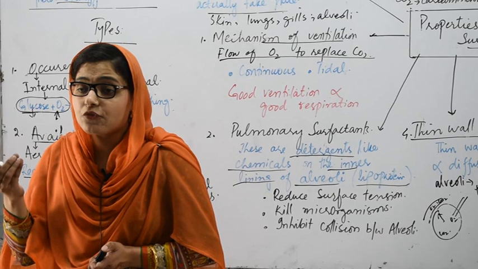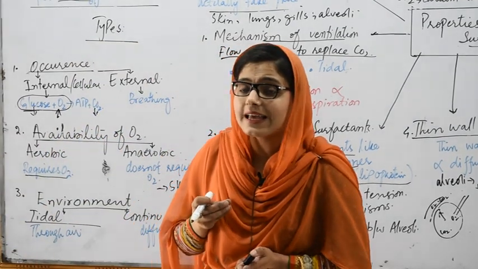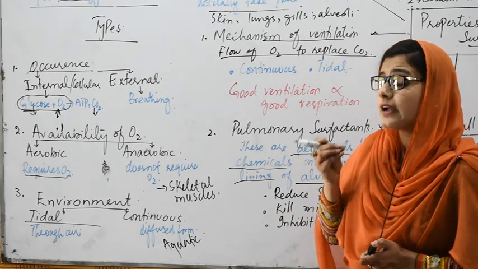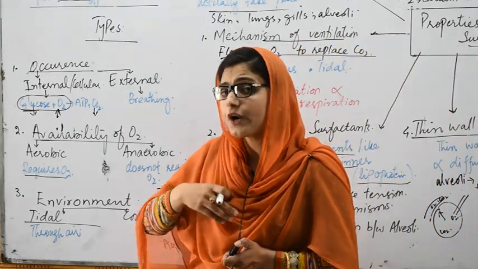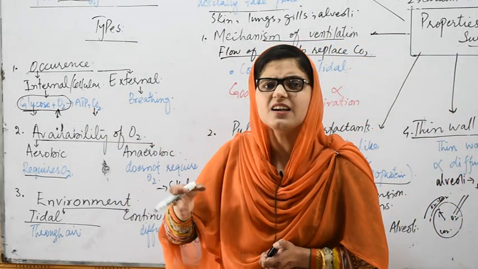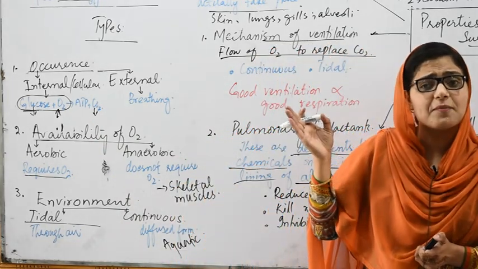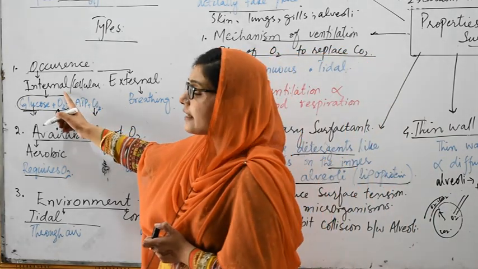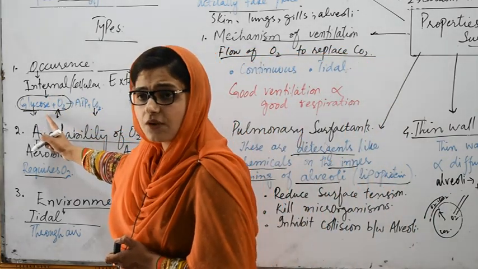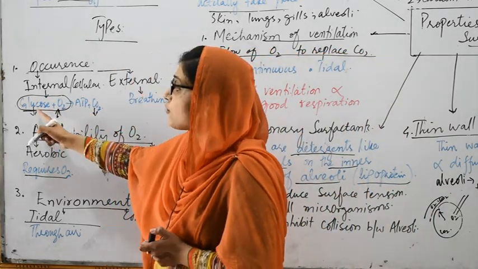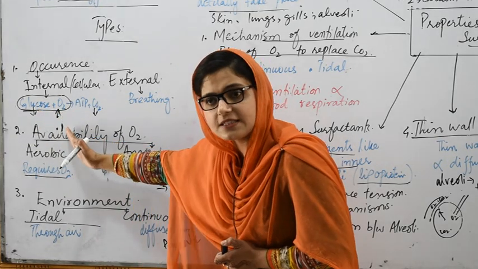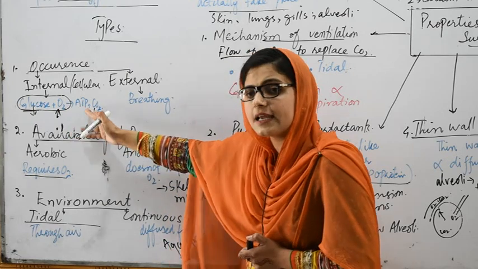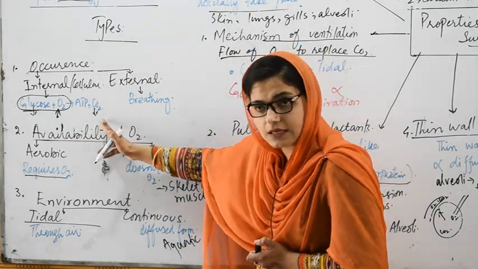Okay, if it is occurring inside the body cells, then we will call it internal respiration. But if it is occurring between the body fluid and the outer environment, then it is called external respiration. Okay, so for internal respiration, in the case of human beings, we have glucose which will react with the oxygen and produce ATP and carbon dioxide.